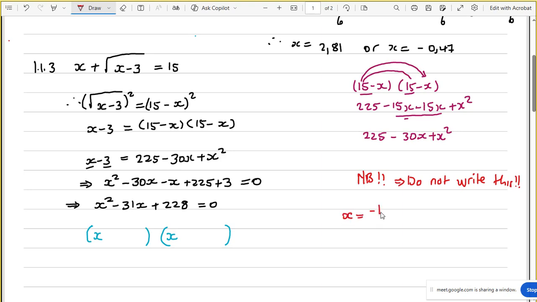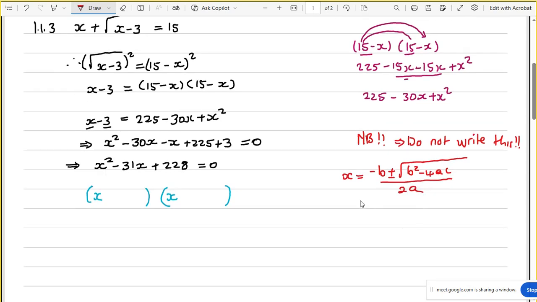x is equal to minus b plus or minus the root of b squared minus 4ac, everything divided by 2a. And then let's do the substitution. So x is equal to minus, where there's b, I'm going to put minus 31 because that's the value of b, plus or minus the root of, where there's b, I'm going to put minus 31 squared minus 4 into a, which is 1, c, 228.